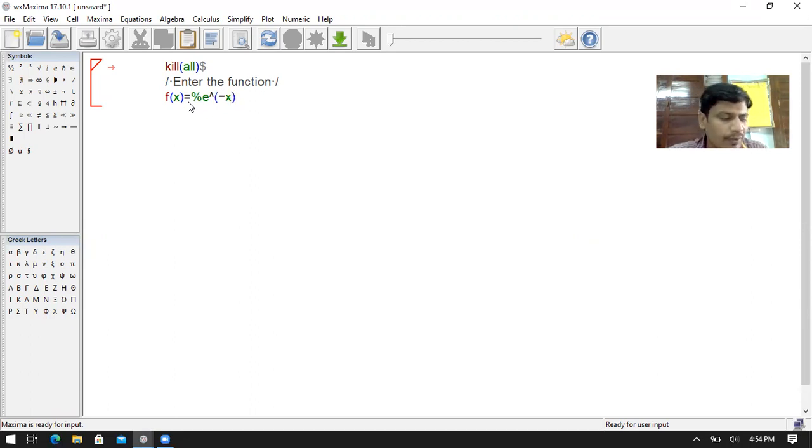Percentage of e to the power of x, then cos hyperbolic of 5x. Cos hyperbolic of 5x, that is the bracket of 5 star x. Here f of x, then colon equal to e to the power of minus x into cos hyperbolic of 5x. Then semicolon.